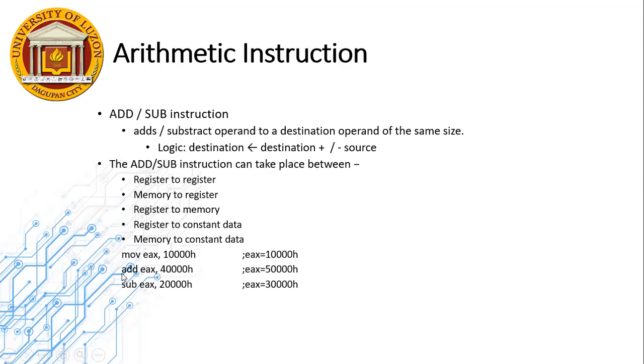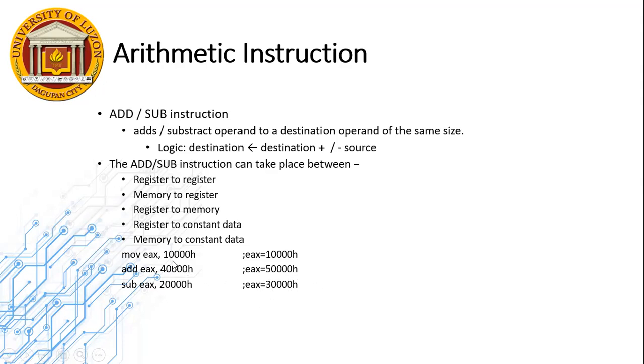the instruction add, and then the register and the value you want to add. So after performing that, the value of the EAX is now 50,000 hexadecimal. And if you wanted to subtract, then you just use the sub instruction, the destination, and the value you wish to subtract. So after executing this, the value of the EAX is now 30,000 hex.